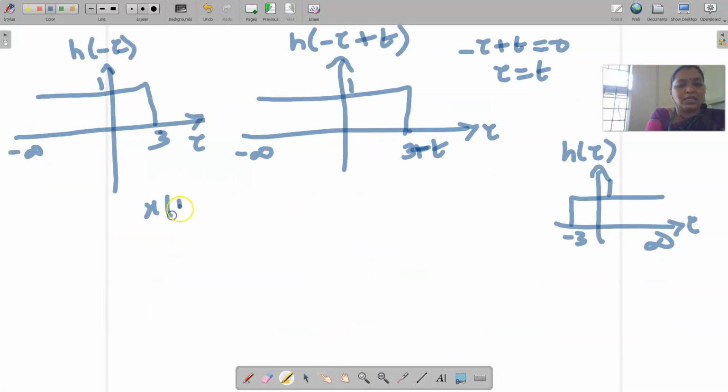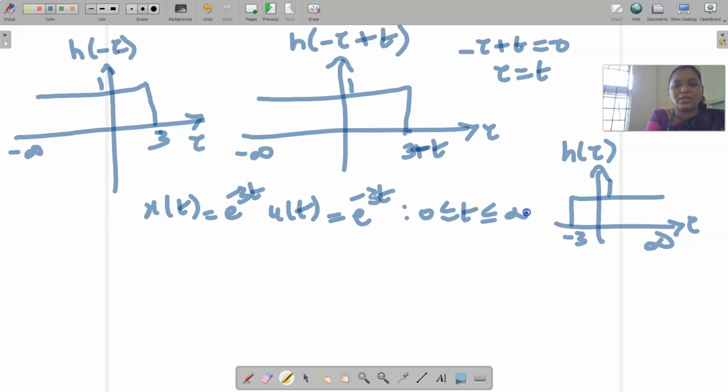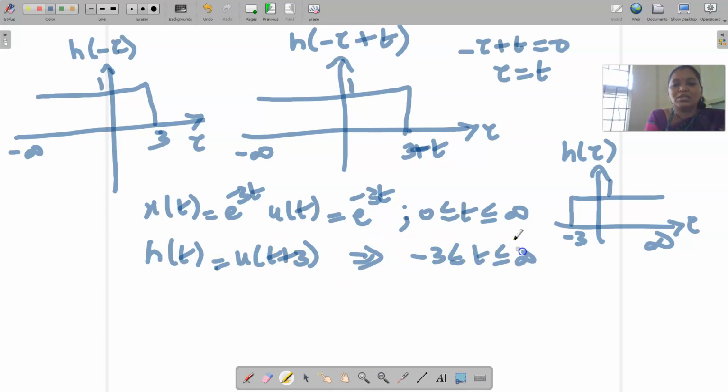So x of t is equal to e power minus 3t u of t, meaning it is e power minus 3t for 0 to infinity. So your t value varies from 0 to infinity. The second signal is u of t plus 3, which implies your t varies from minus 3 to infinity.